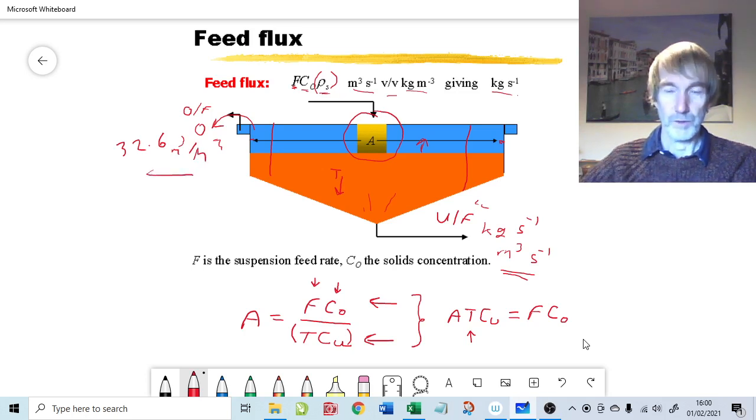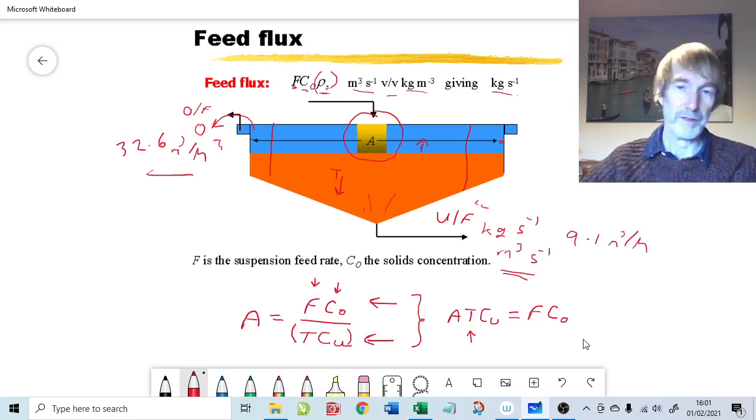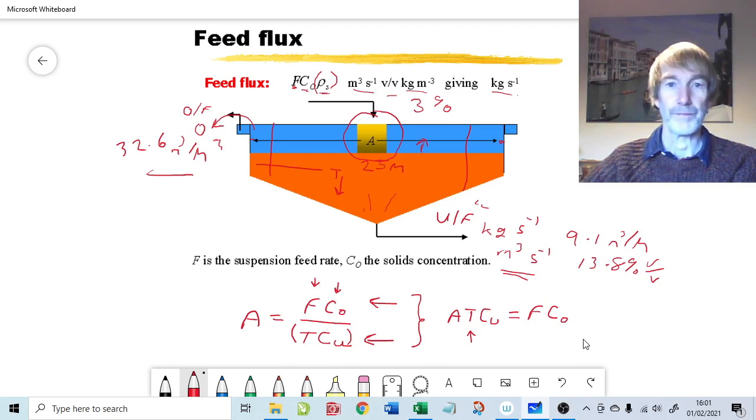The underflow was slightly over 9, I think we said it was about 9.1 meters cubed per hour, and that will be at 13.6 solids, or was it 13.8? I think it was 13.8% actually solids. And the feed that we had going in was at 3% solids. And we can do that all in a thickener which is 25 meters in diameter. That is the minimum diameter.